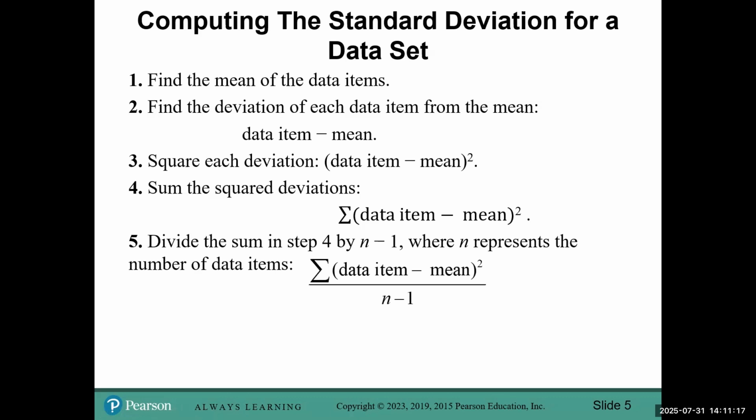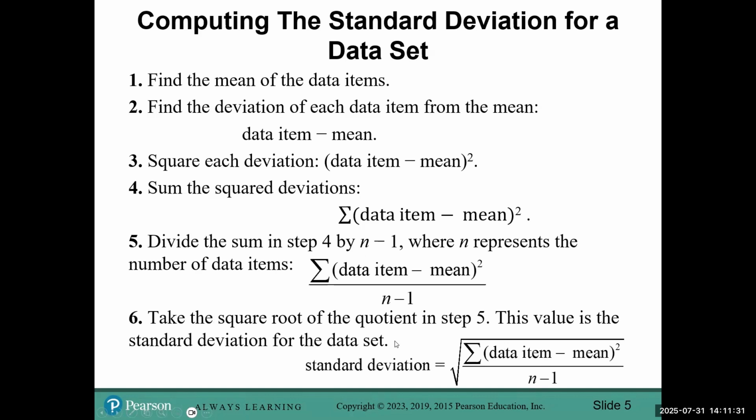And so, as I said before, we take each data item, subtract the mean, square it, add those all up, divide by 1 less than the number of data items, and then take the square root so that we're back into the original units. So this is what the formula looks like for standard deviation. And that's a lot of steps. Fortunately, in the modern world, we have technology to do that. So I'll show you how you can do that in Desmos.